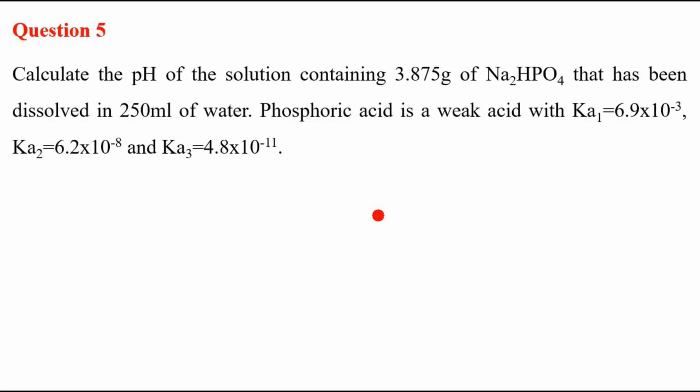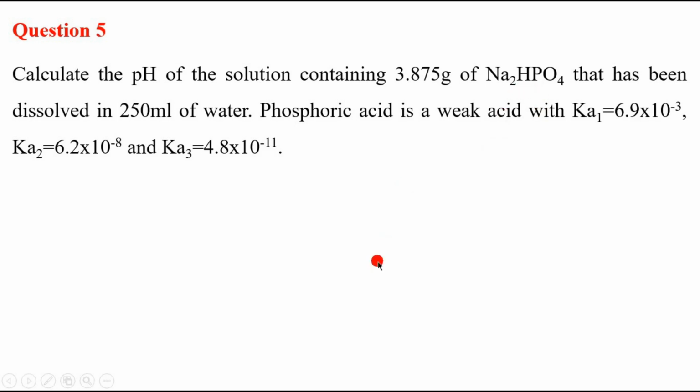Let's move to question 5. Question 5 is saying calculate the pH of a solution containing this amount of sodium HPO4 that has been dissolved in this amount of water. Phosphoric acid is the weak acid with Ka1, Ka2, and Ka3. So the salt that comes from the weak acid can behave as both acid and base. So you need to check whether this salt will behave as an acid or as a base.